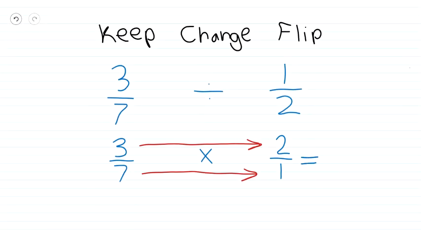So let's see what our answer is going to be. After we do the keep, change, flip, then we multiply straight across. So we say 3 times 2 is equal to 6. And then 7 times 1 is equal to 7. So there you have it. 3/7 divided by a half is equal to 6/7.